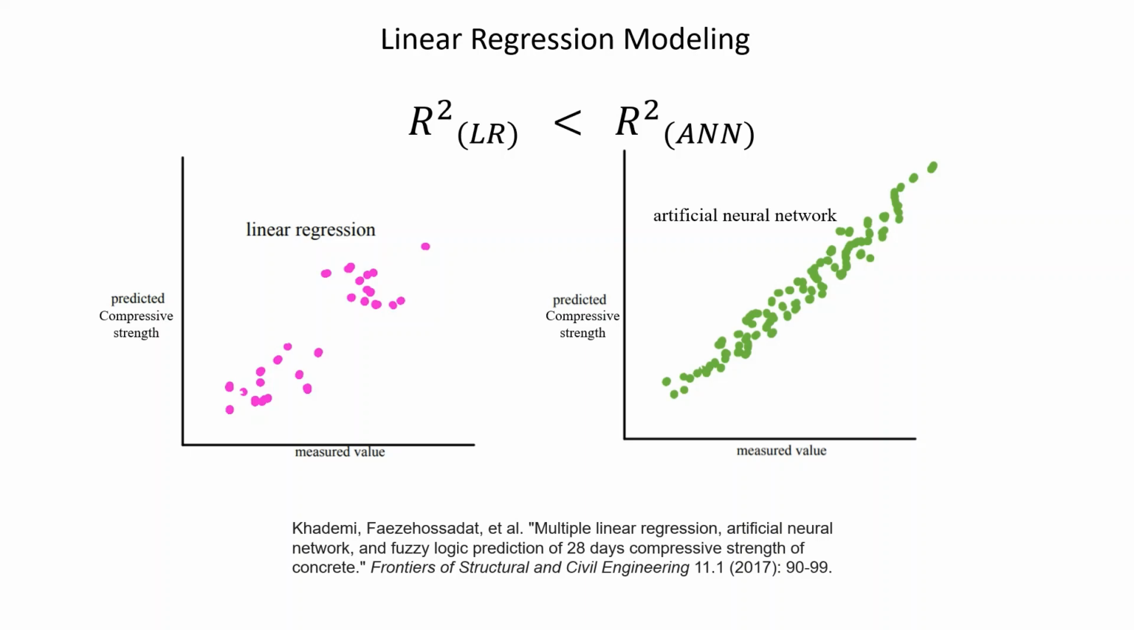On the right, one way that they used to model, artificial neural network, has a much tighter distribution than on the left. What is being compared is the measured value of the compressive strength versus the predicted value of the compressive strength. Given that linear regression modeling was not found to be the best way to predict dependent outputs, it may seem that it has no place in engineering.